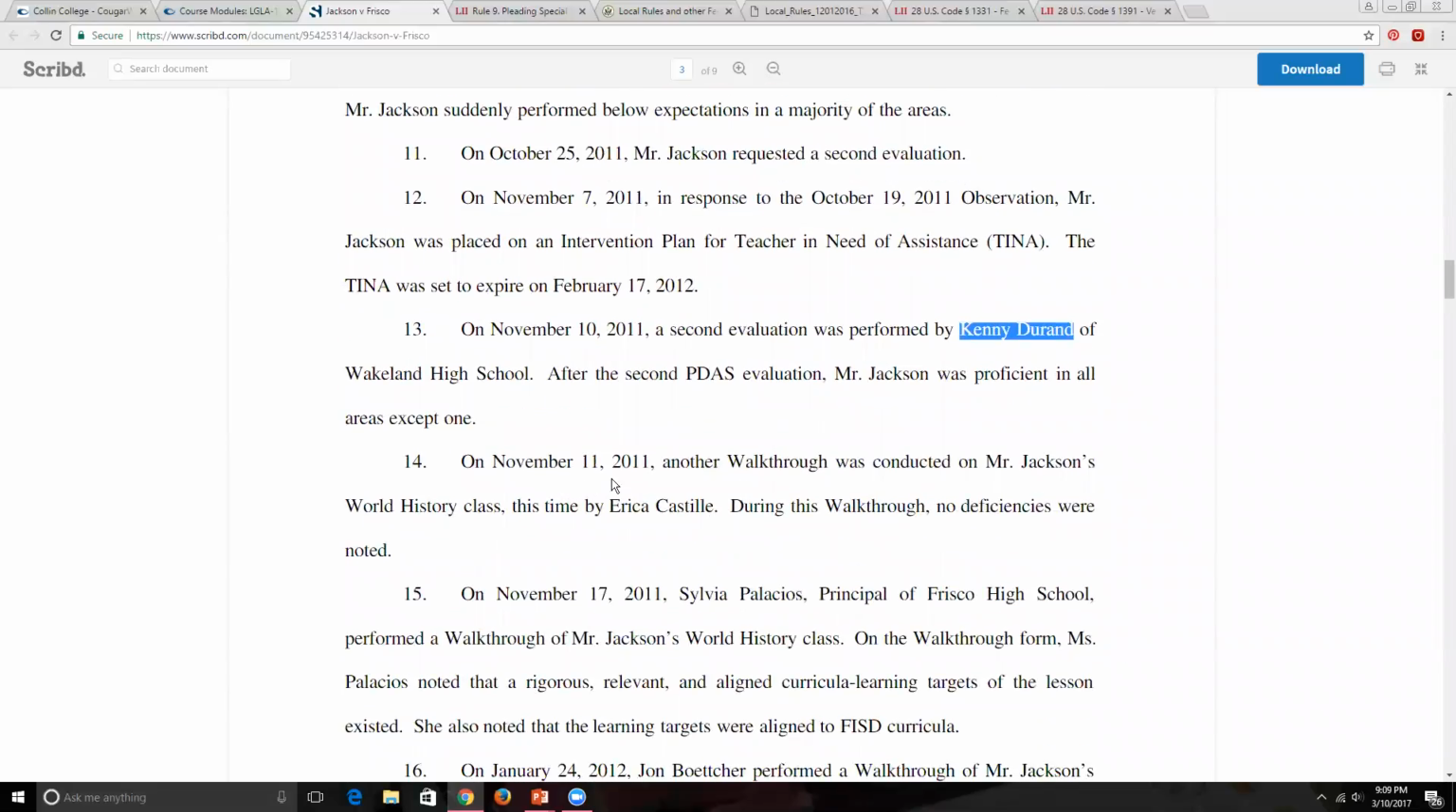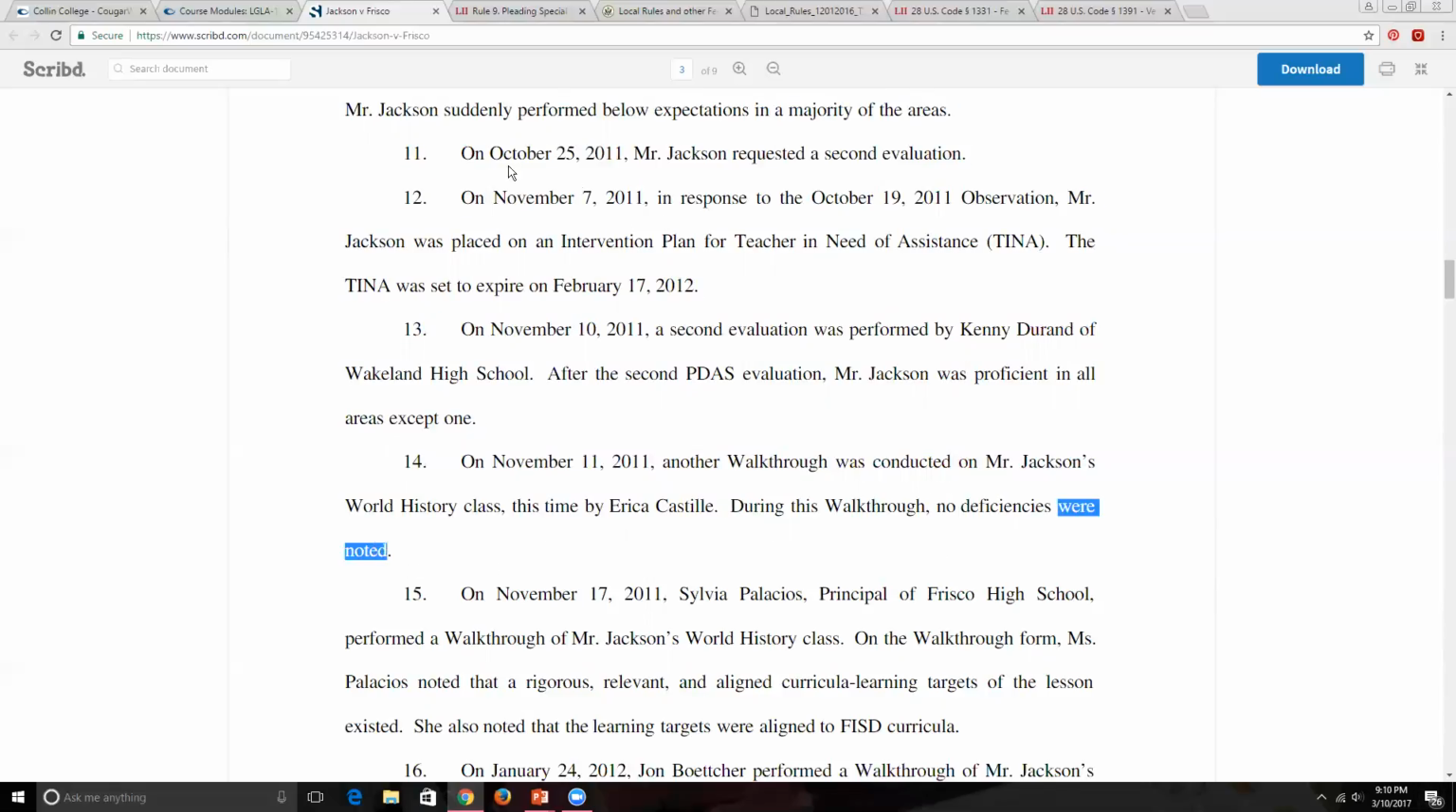One day later, on November 11th, 2011, another walkthrough. Again, we haven't had this term defined. Not sure if it's the same thing as this evaluation or not. Was conducted, we have passive voice, on Mr. Jackson's world history class, this time by Erica Castilla. So better to say, on November 11, 2011, Erica Castilla conducted another walkthrough on Mr. Jackson's world history class. During this walkthrough, Ms. Castilla noted no deficiencies. We have passive voice again. We don't want to use that passive voice.